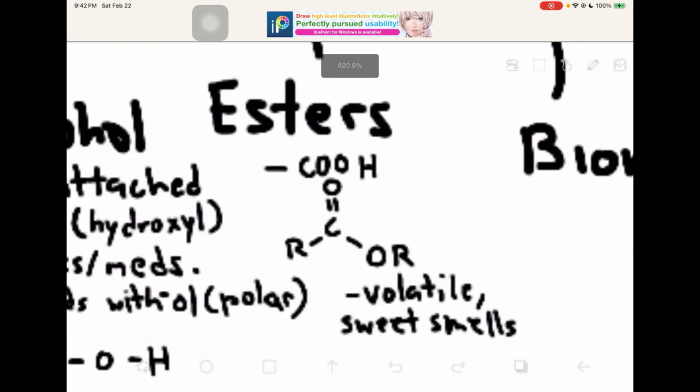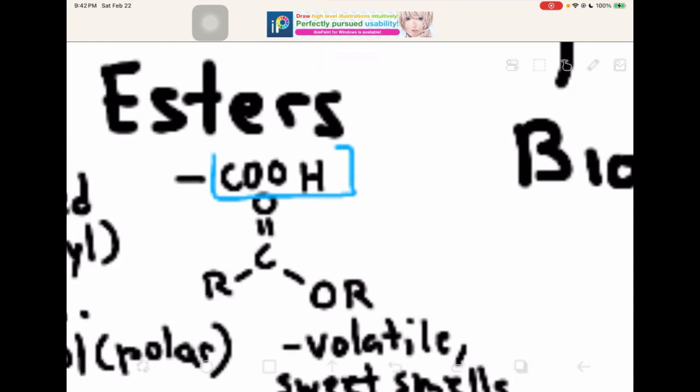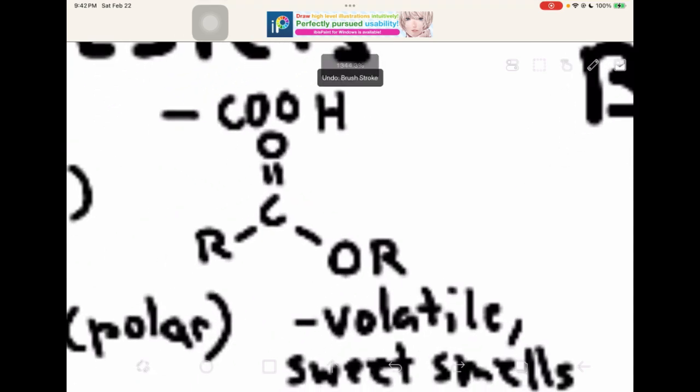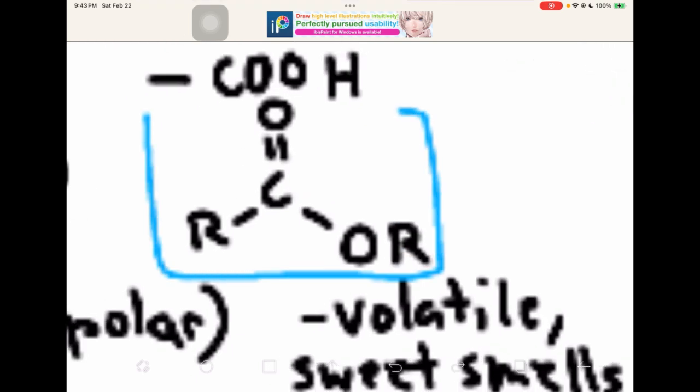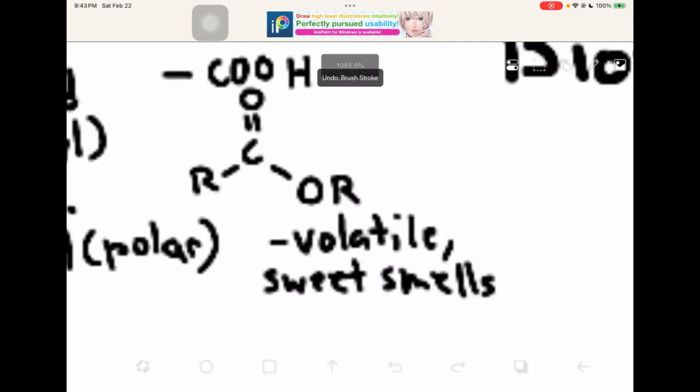Same thing here with esters, which have a presence of COOH. And once again, with the letters R, it can be any element. You can put any element here as long as it follows this basic structure. These are volatile, but are responsible for the sweet smells and even the aroma of some fruits.